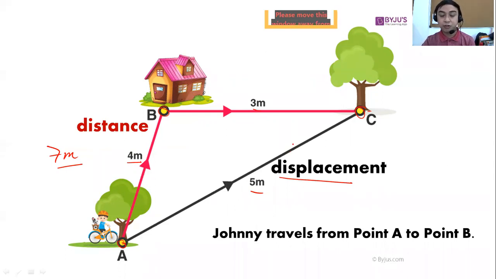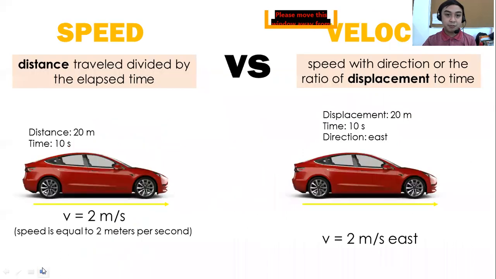Okay, I hope that is understood when I say distance, that is the actual length. Then the displacement is the shortest distance between the starting point and the final point. Let's proceed right now to speed versus velocity. What's the difference between the two? When I say speed, that is the distance traveled divided by elapsed time. So you need to determine the distance and the elapsed time. The elapsed time is the time it took for it to travel the distance being given.